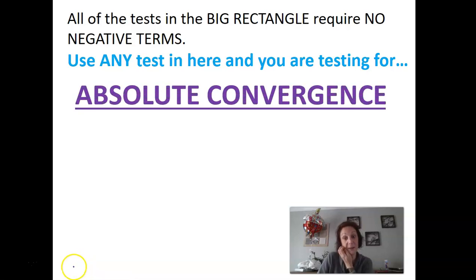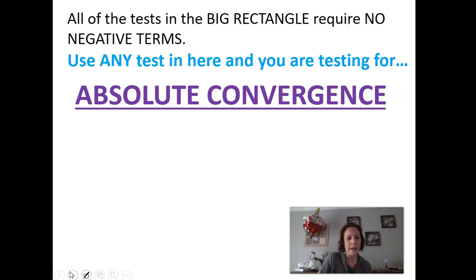Okay, now, absolute convergence means something very specific in math. It doesn't mean like, oh yeah, that thing converges, absolutely. Like it doesn't mean like, yeah, I'm sure it converges. That's not what it means. The word absolute comes from absolute value. So if we say we have absolute convergence, what we mean is that we tested the absolute value of that series and it still converged.